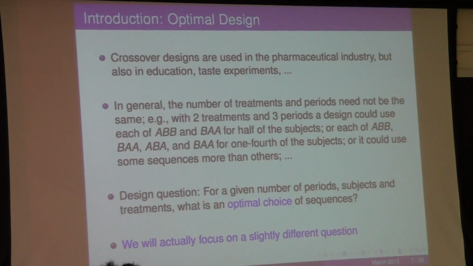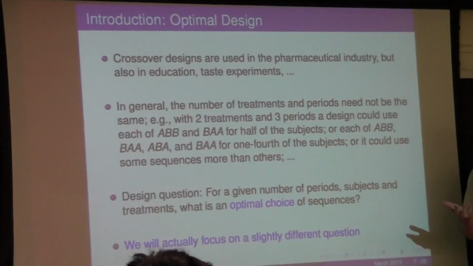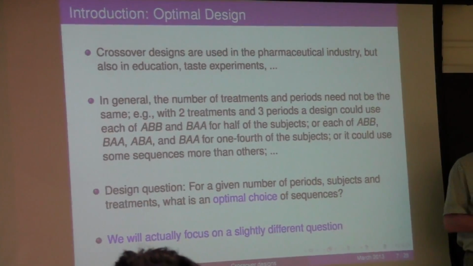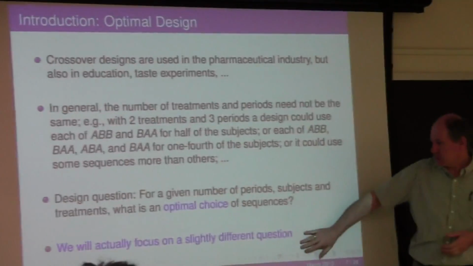You can use the sequence AAA, you can use the sequence ABA, ABB. There are a bunch of sequences that you could use. You can use all of them. You can also use only some of them. What is a good design? Which one do you use?